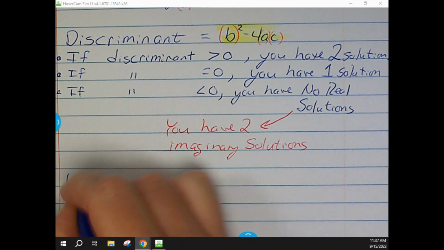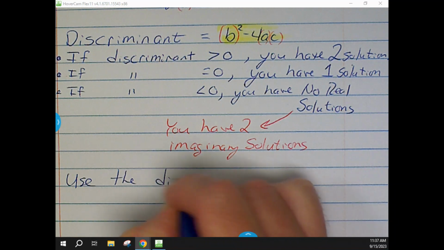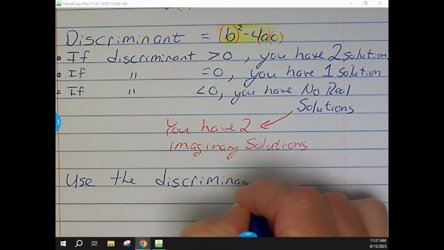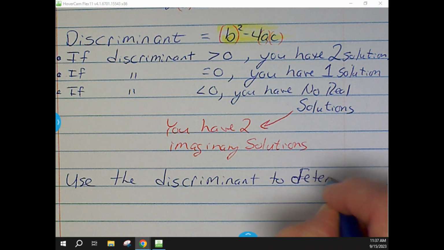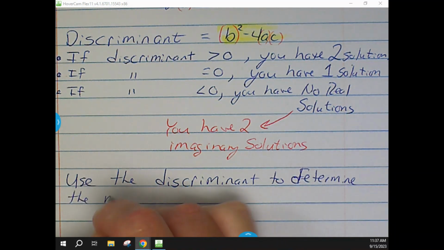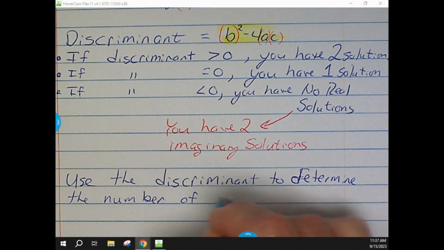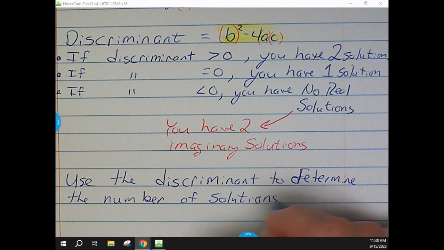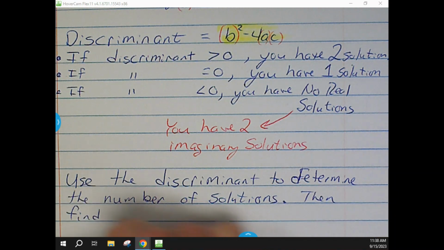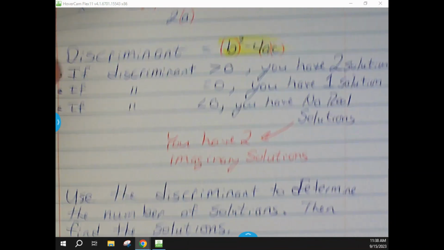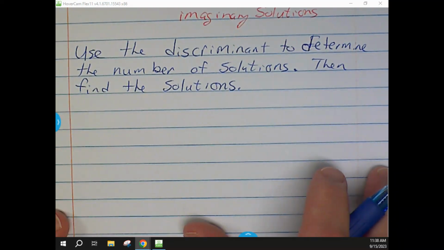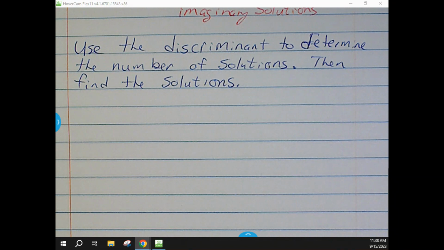Okay, so here are the directions we're going to use for all three problems we'll do. We're going to use the discriminant to determine the number of solutions. Then we're going to find the solutions. So we use the discriminant to tell me how many different solutions we're looking for. Are we looking for 2? Are we looking for 1? Or are we looking for no real solutions and 2 imaginary solutions?